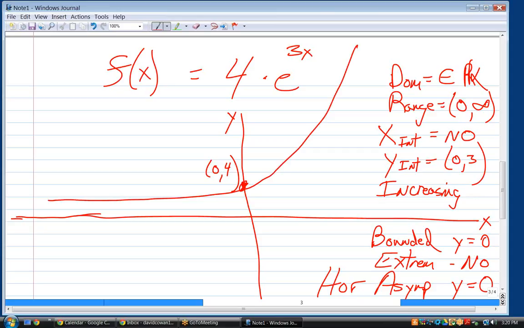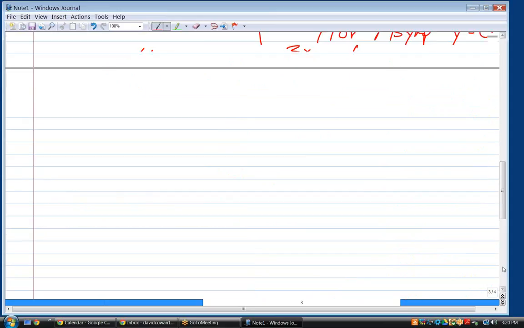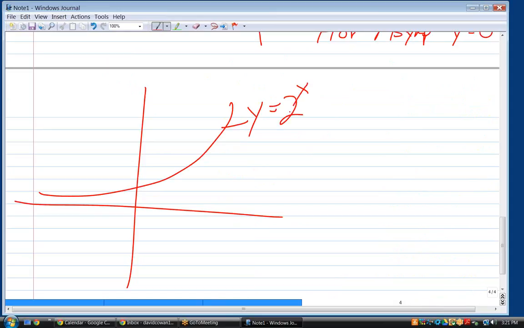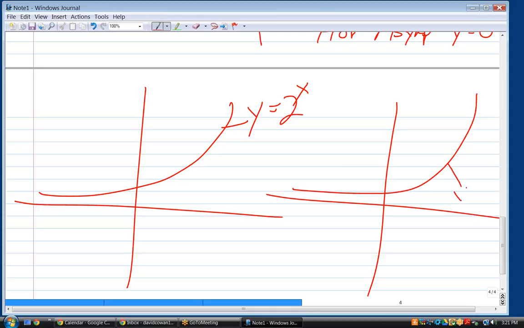It's hard to tell exponential functions apart. They all have the same shape. That's y equals 2 to the x. That's y equals 17 to the x. By looking at it, I can't really tell the difference because they both go through the same point, (0, 1) and (0, 1). That's why they look so similar.